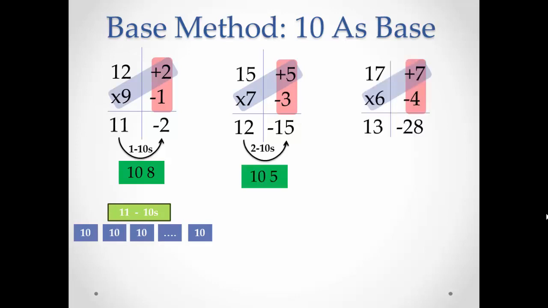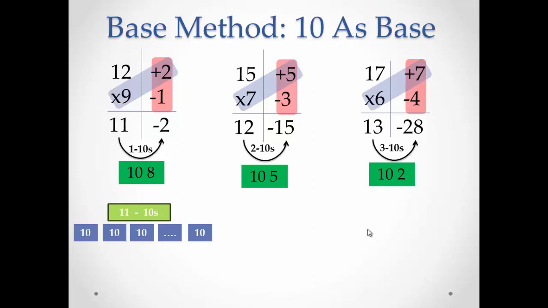Let's take another problem. 17 times 6. So it's 7 more than 10, and 6 is 4 less than our base 10. So 7 plus 6 is 13, and 7 times minus 4 is minus 28. Since we have got 13 tens on the left hand side, we will be removing 3 tens. In order to make the right hand side positive, we will be removing 3 tens, and we are left with 10 tens on the left hand side, and 30 minus 28 is 2.